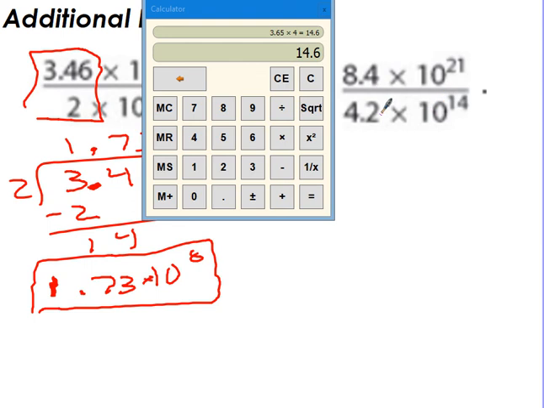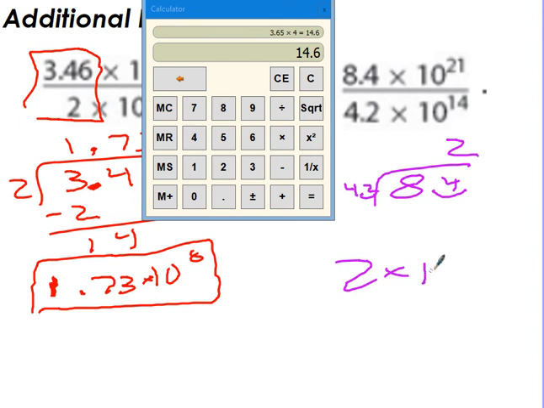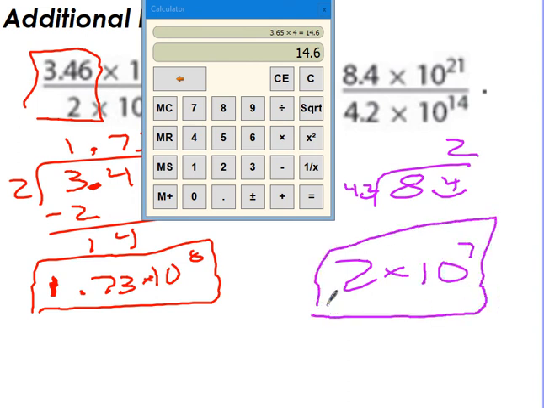Okay, so I'm going to do 8.4 divided by 4.2. So it'll look something like that. Move my decimal over once, move my decimal over once. 42 goes into 84 twice. Subtract my exponent, so I get 2 times 10 to the 7th power. And that's it. I'm all done.